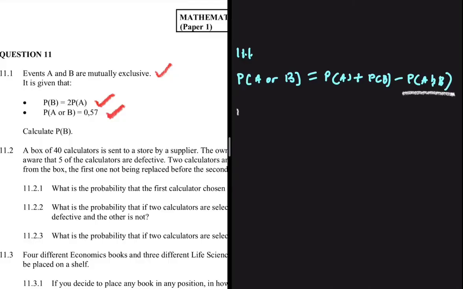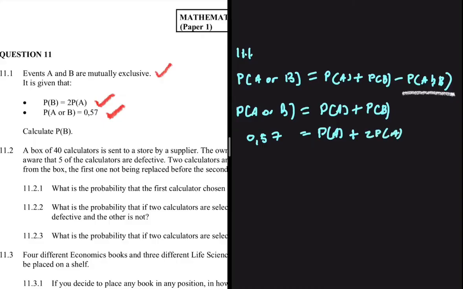So now we can say that the probability of A or B is equal to the probability of A plus the probability of B, because the probability of A and B occurring at the same time is 0. So what is the probability of A or B? We have 0.57, which is equal to the probability of A plus the probability of B. The probability of B is 2 times the probability of A. So we're going to have 2 times the probability of A. So 0.57 is equal to 3 times the probability of A.